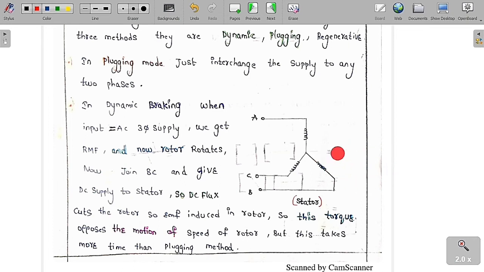So then also we are going to get an EMF induced in that one. Whenever the flux is constant and the rotor is rotating, this is called dynamically induced EMF. This EMF is going to produce a torque which is opposite to the rotor, so the rotor is going to decrease its speed and come to a stationary state. But the time taken to reach zero speed is more than in the plugging method. So we can say the plugging method is somewhat faster when compared to dynamic braking.